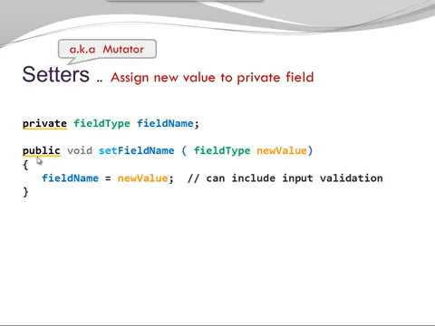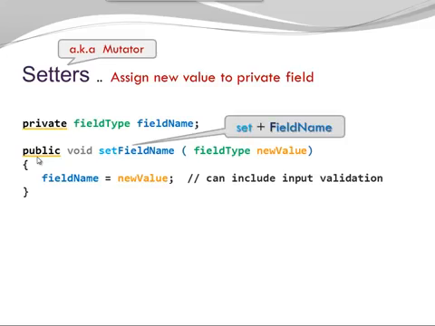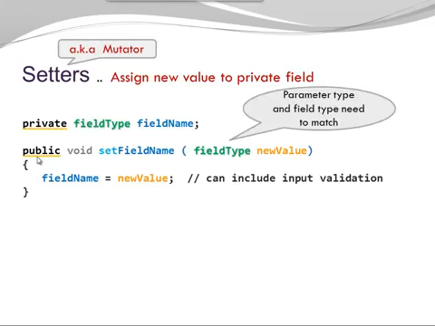Setters are also called mutators because they mutate, they change, they update the value of the field. We have this naming convention to use a prefix set and then the field name with the uppercase first letter for camel case notation. Setters have a parameter. Setters need to provide the new value. The setter has the job to assign a new value to the field.